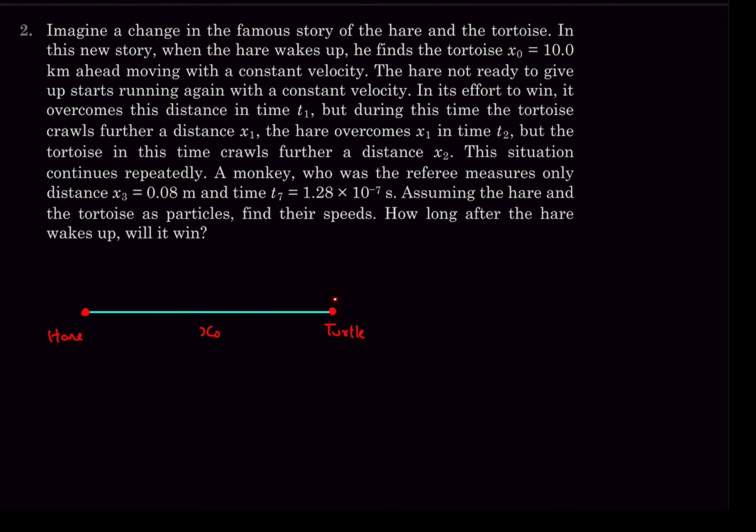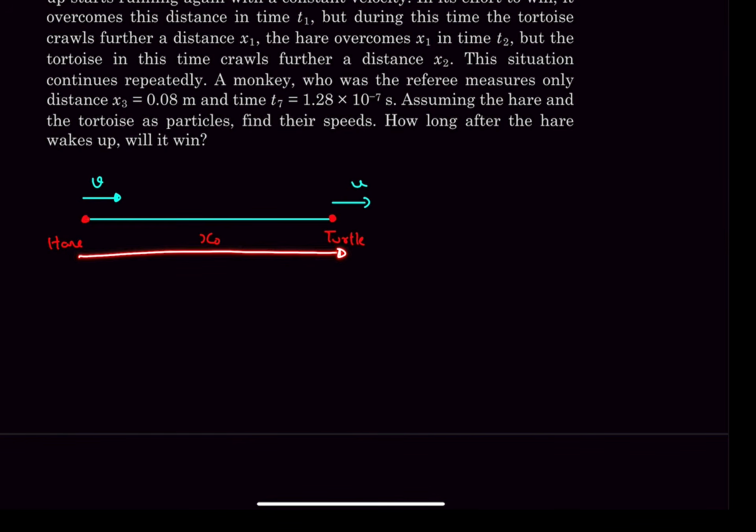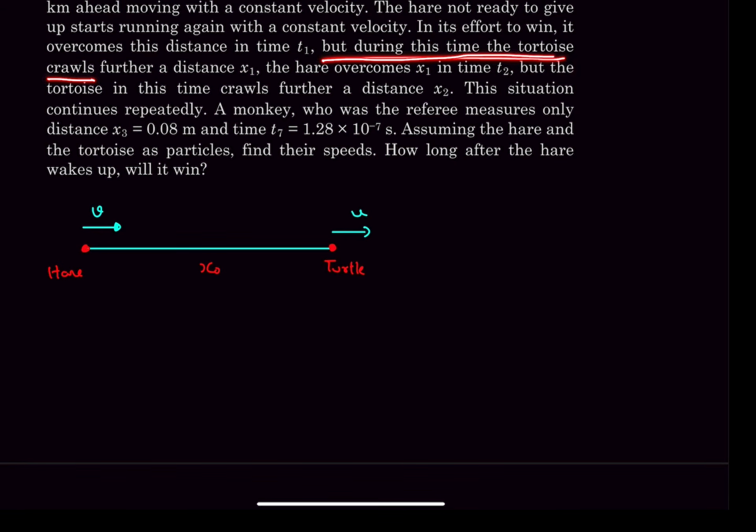Okay, and it's given that the turtle is moving with some constant velocity. So let's just assume some velocities as well. So let's say the turtle's velocity is u, and the hare's speed is going to be v. So the hare is not ready to give up and starts running again with a constant velocity. In its effort to win, it overcomes this distance in a time of t1. So basically the hare covers a distance of x0 in a time of t1. But during this time, the tortoise crawls further a distance of x1.